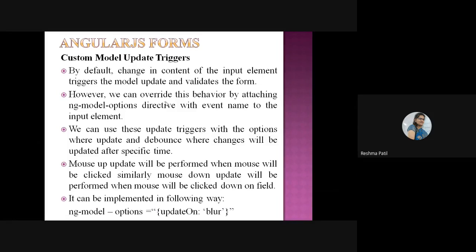We can use these update triggers with the options updateOn and debounce, where changes will be updated after a specific time. Mouse up update will be performed when the mouse is clicked. Similarly, mouse down update will be performed when the mouse is clicked down on the field. It can be implemented in the following way: ng-model-options is equal to updateOn blur.